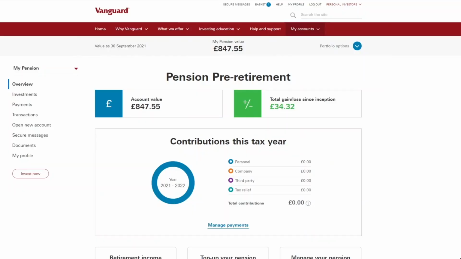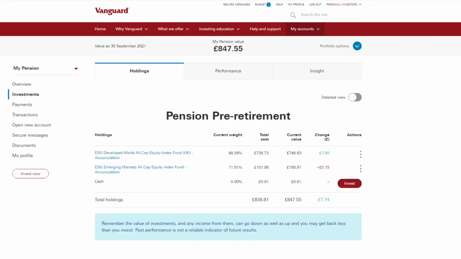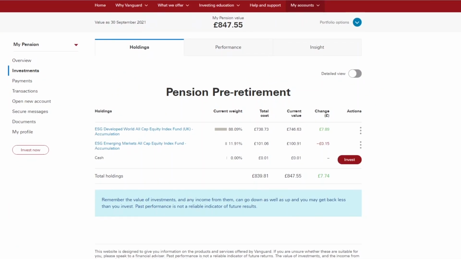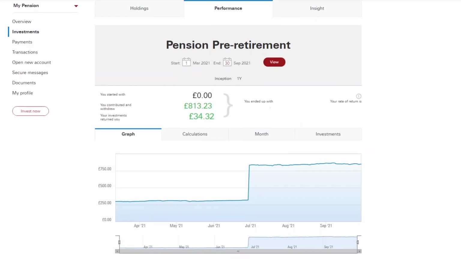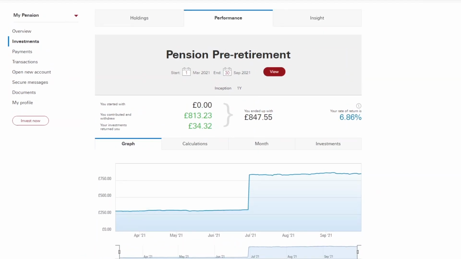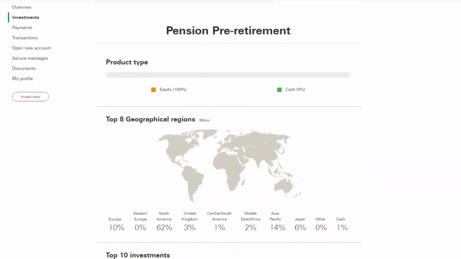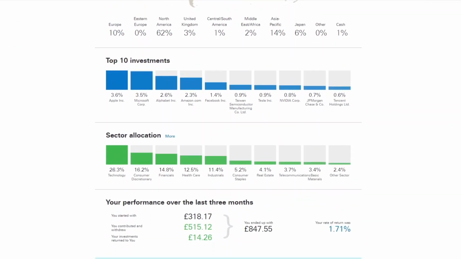You can use it to review your entire portfolio, your ISA, or your pension. In this example, I'm going to run you through my pension, which is made up of money that I transferred in from some of my small, older pensions. On the overview page, you get to see the account value, alongside your overall returns. By clicking on investments, it will show you how your portfolio is broken down, showing which funds you invest in and their allocations. The performance tab shows a graph of your returns to date, but the insights tab is probably the most useful. Here, you can see the geographical breakdown of your portfolio, as well as a sector allocation.